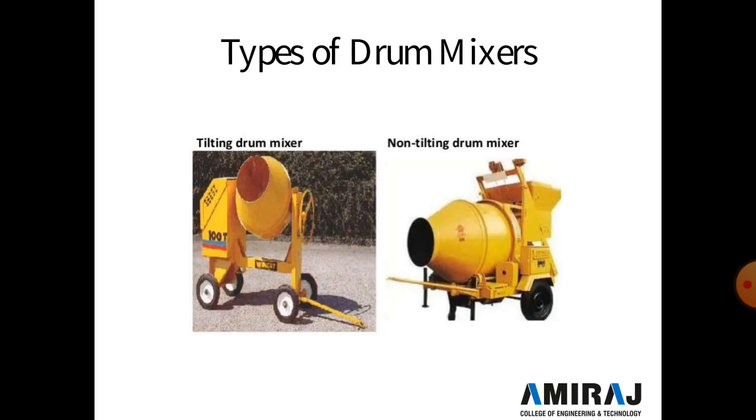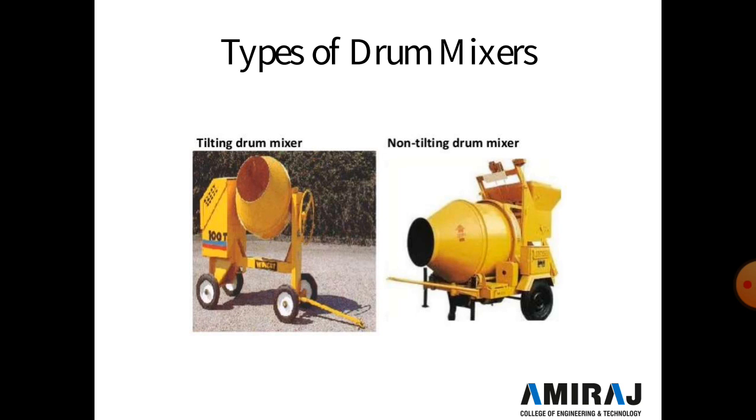And here there are two types of drum mixer. First one is a tilting drum mixer, and second one is a non-tilting drum mixer. In a tilting drum mixer we can easily tilt the drum. This one is the drum, and this one is a handle for the operator. By moving this wheel in the clockwise and anti-clockwise direction, we easily tilt the drum.